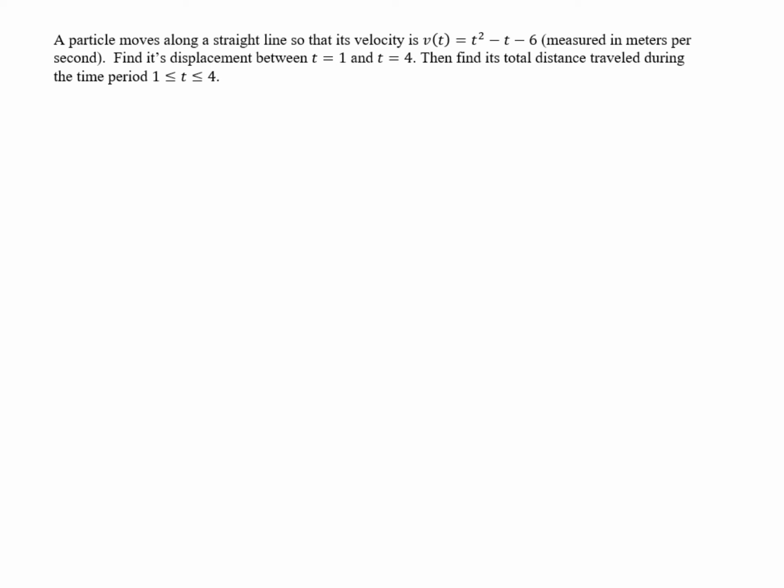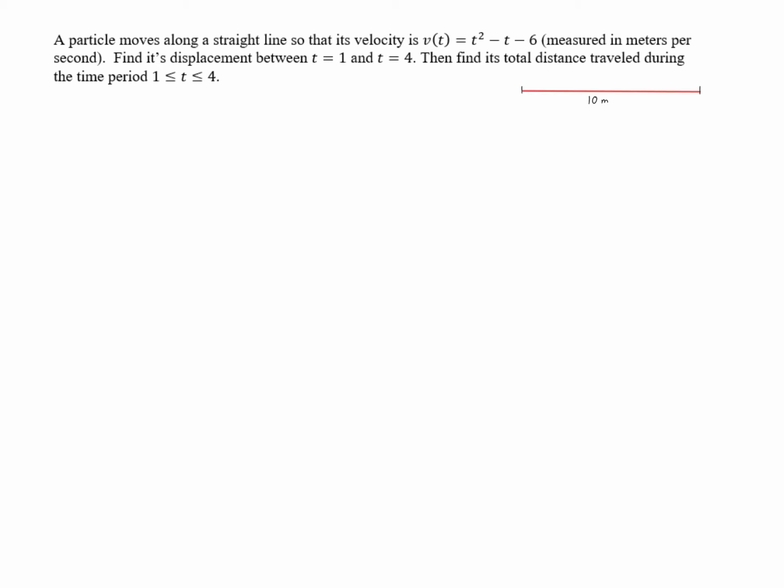A particle moves along a straight line so that its velocity is v of t equals t squared minus t minus 6, measured in meters per second. Find its displacement between t equals 1 and t equals 4. Then find its total distance traveled during the time period between 1 and 4. So let me explain what the difference is between the two things that we are being asked here.